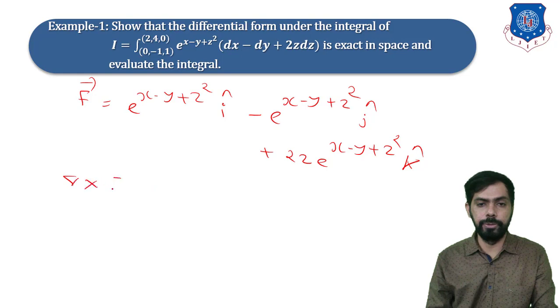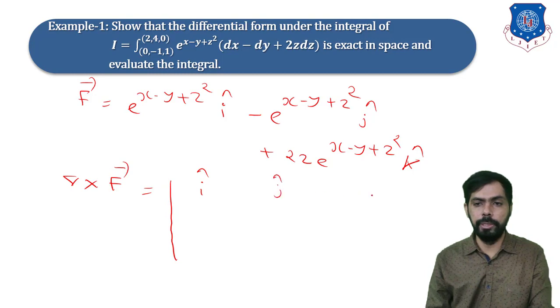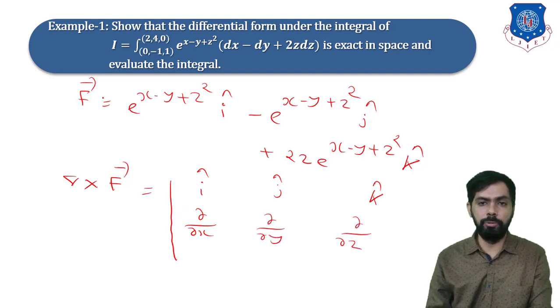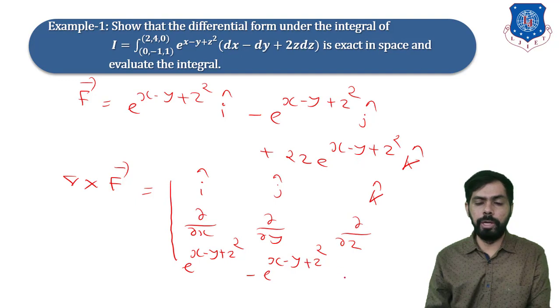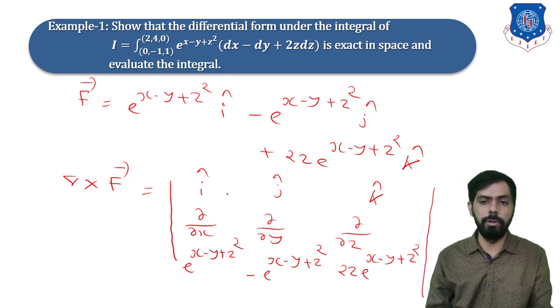So curl of vector f is given by the determinant of i, j, k, del by del x, del by del y, del by del z. Here the ith component of vector f is e raised to x minus y plus z square, the jth component of vector f is minus e raised to x minus y plus z square, and the kth component of vector f is 2z e raised to x minus y plus z square. Now we will find the determinant of this.